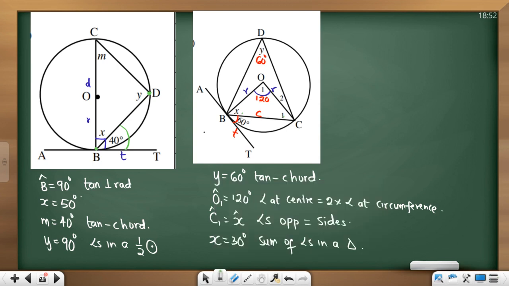120 plus x. Remember, this and these two are equal. So we say 180 minus 120 divided by 2. 60 divided by 2 would give us 30. Beautiful. There were so many points to write down before getting our values.